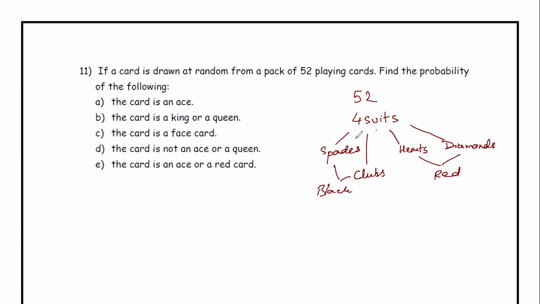Now each suit has 13 cards, and that's how you get 52 cards. Out of these 13, three are face cards: Jack, Queen, and King. So in each suit there is Jack of spades, Queen of spades, and King of spades. So like that, there are three face cards. They have faces. If you don't know, just look up the internet, and you'll come to know what the Jack, Queen, and King look like.